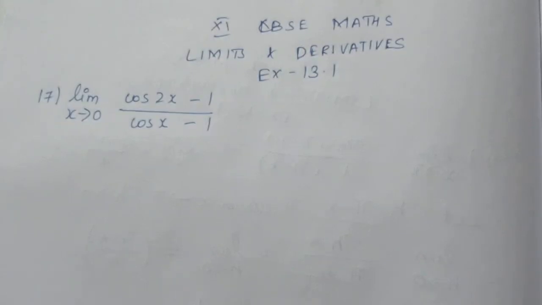Today we are going to see 11 CBSE Maths Limits and Derivatives exercise 13.1 question number 17. Let's see the question. Limit x tends to 0, (cos 2x minus 1) by (cos x minus 1).